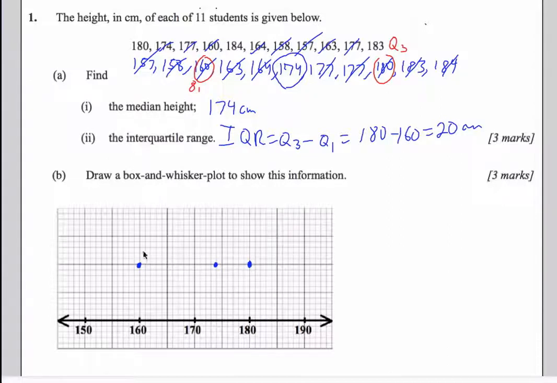And the other parts of the box and whisker plot are the lowest value and the highest value, the minimum and the maximum. So 157 is right there. And the maximum is 184, which is there. Okay, then we can draw the box and whisker shape. Now I could use a ruler to be a lot straighter than this, but that's your basic box and whisker shape right there.